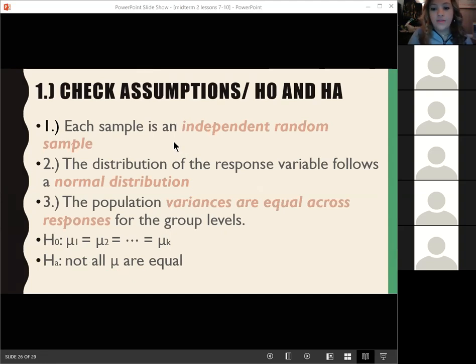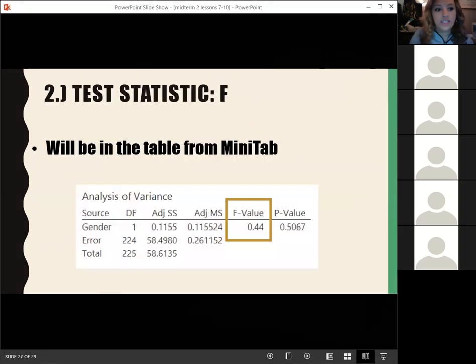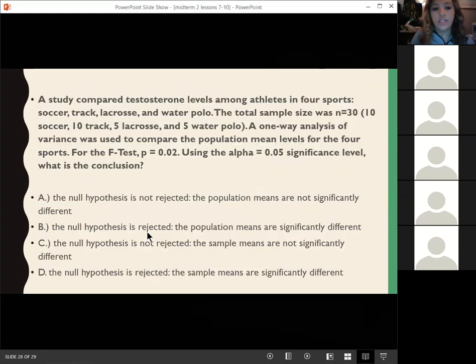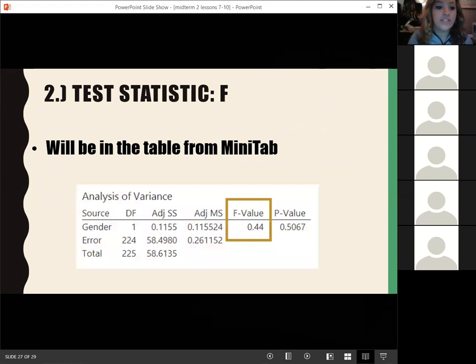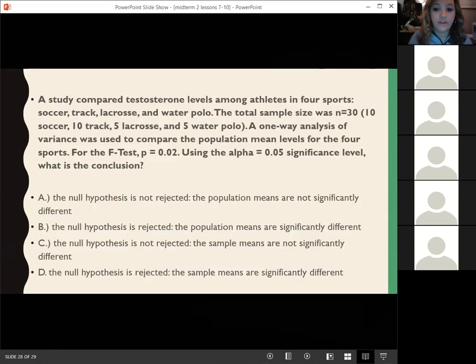Something a little bit different for ANOVA: our test statistic is an F statistic. We've been talking about T and Z earlier, but this one is an F statistic. You get this from a Minitab output, and based upon that F value, you are going to find your P value. So that's all that is. And just about the F value, it is the variation between groups divided by the variation within the groups. And it has to be a right tail probability. So those are just two comments about the F value.